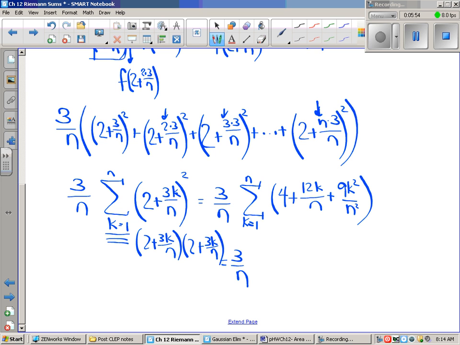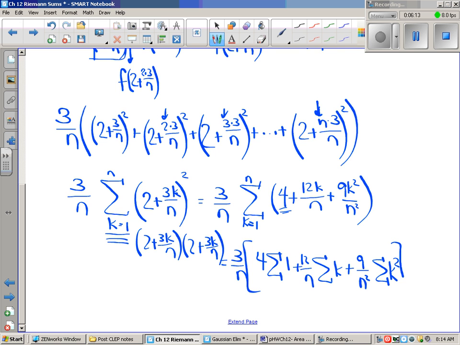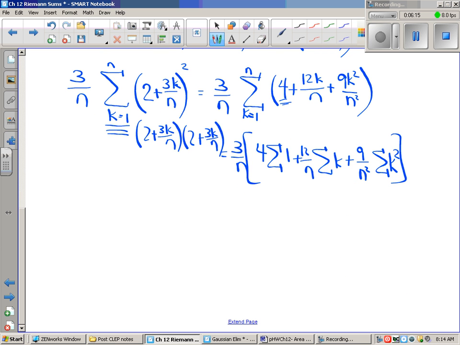Now what I want you to do is write this so that we have the summation of 1, the summation of k, and the summation of k squared, because those we know. And really, what you're basically doing is saying, hey, I've got that 4 in front, I've got a 12 over n in front of that summation of k, and I've got a 9 over n squared in front. I tell you, these are intense, right? Keep going.